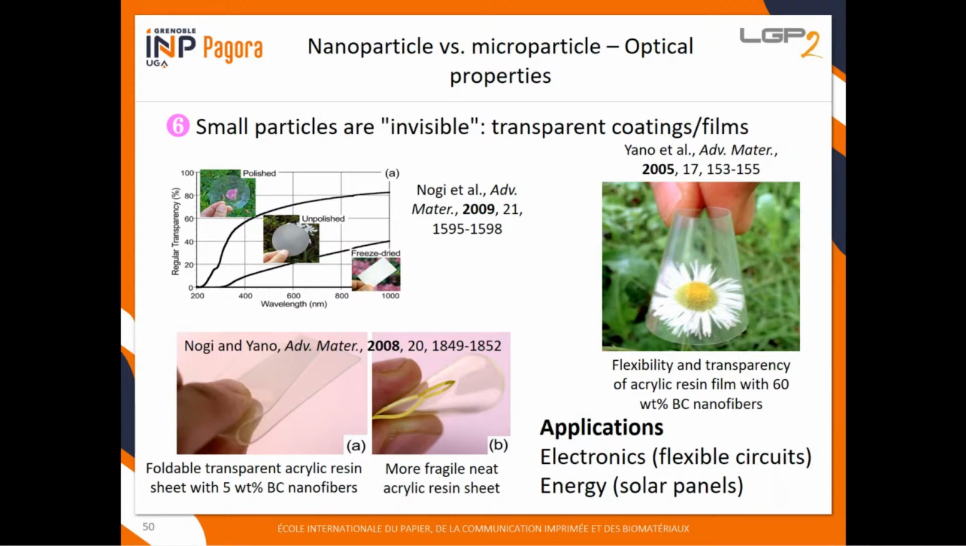Also, when using an amorphous or transparent polymeric matrix, usually when adding, sorry, not chitin, glass or cellulose fibers, the transparency is lost because of the size of the fibers. When adding, in this case, for example, 60% bacterial cellulose nanofibers to an acrylic resin, you can see that we keep the transparency of the film. And this is another example with only 5%. So the transparency of the polymer film is maintained, but of course the mechanical properties are improved.